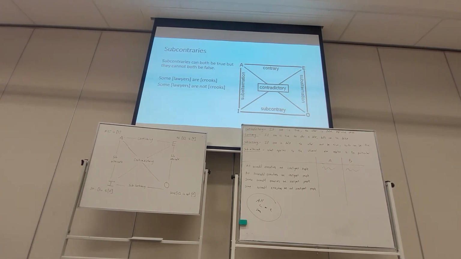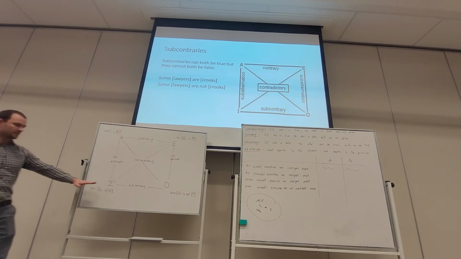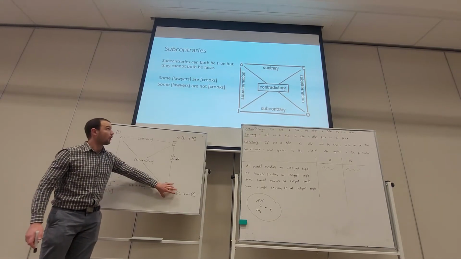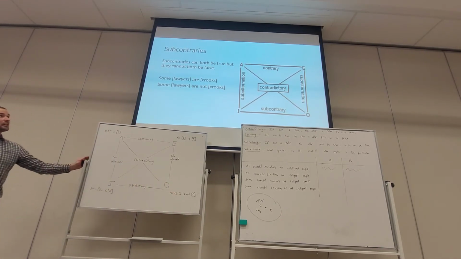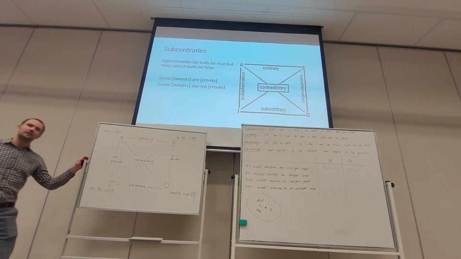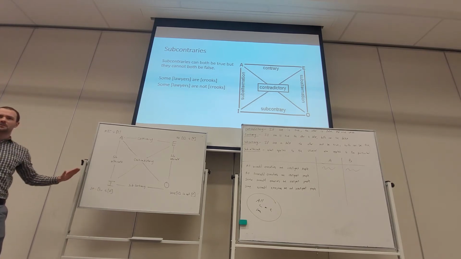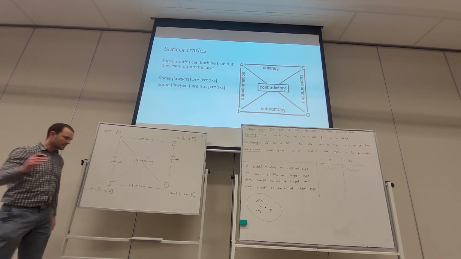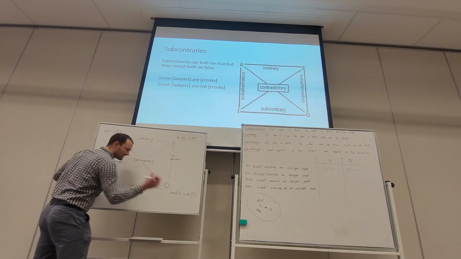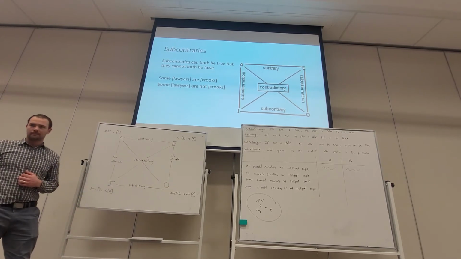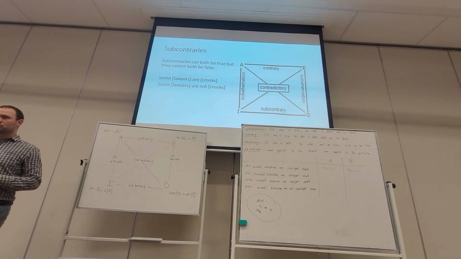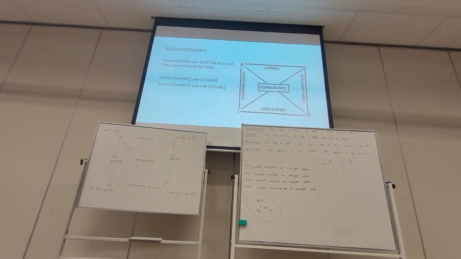Okay, and then we have sub-contraries. So they're between I and O. And so both can be true. It can be true that some lawyers are crooks, and it can be true that some lawyers are not crooks, but both cannot be false. So if one is false, the other has to be true. They can't both be false.